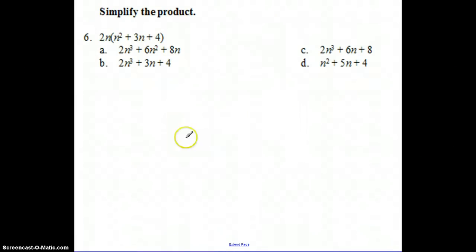Okay, next one. Since this is a multiplication, this one has more terms than this one. So I'm actually going to use my shortcut method.